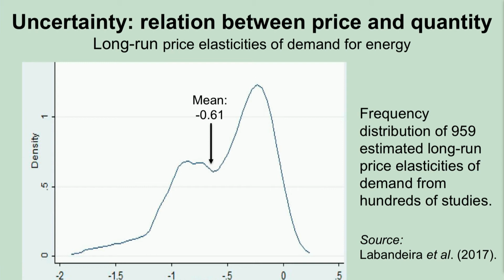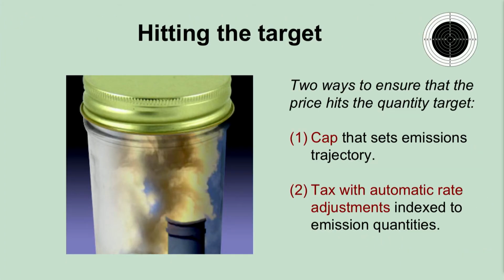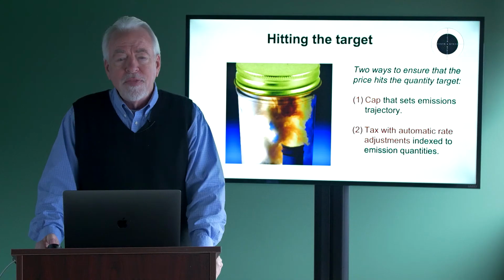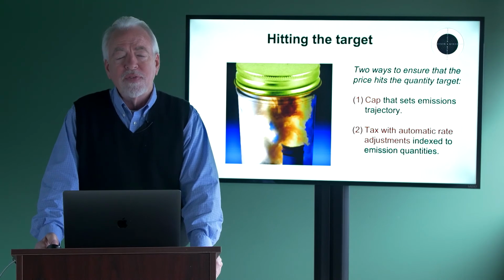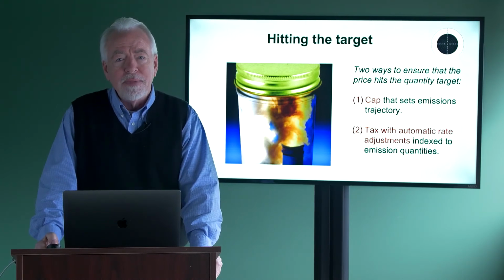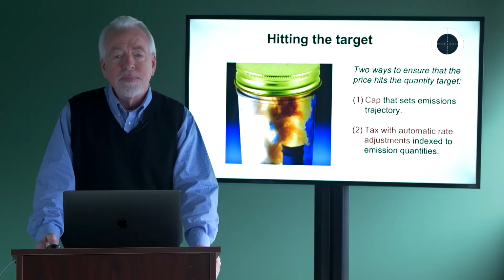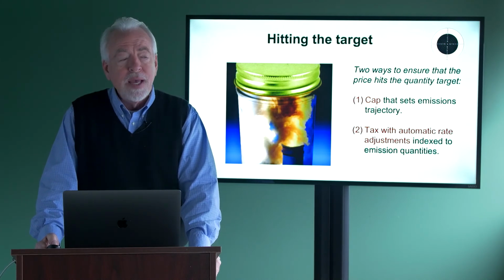But the thing I want to point out here is that you've got a wide range of estimates around that, and we don't know precisely what it is. And it's because of that, in order to hit the target, it makes sense to specify that target and let the price adjust. There are two ways to do that. One is to set a cap on the total amount of carbon you're going to allow into your economy and issue permits up to the level determined by that cap and auction those permits off.